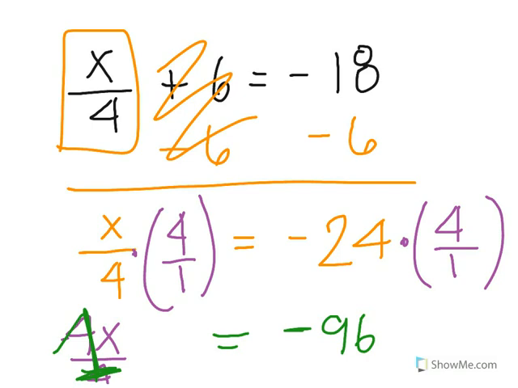If I wanted to go back up, I could substitute this negative 96 in for x. Negative 96 divided by 4 is negative 24, plus 6 is negative 18.